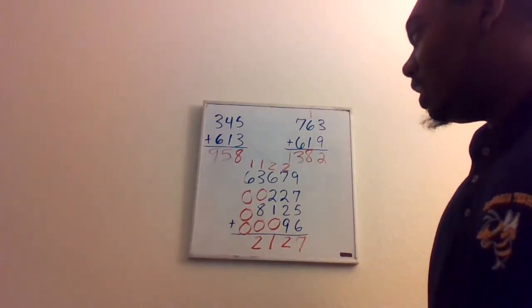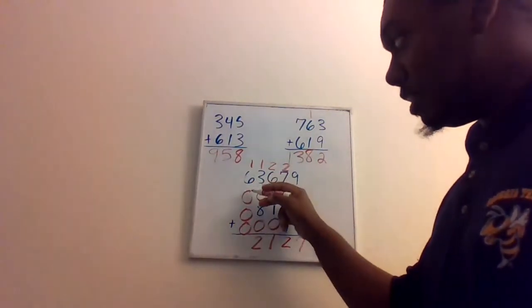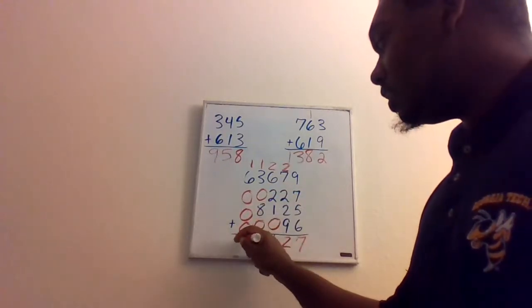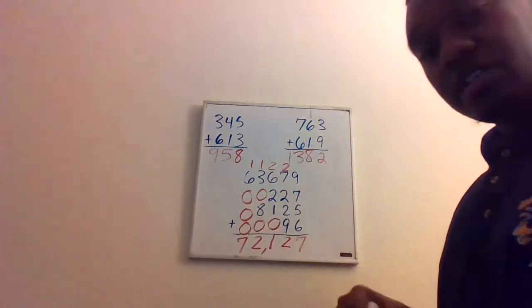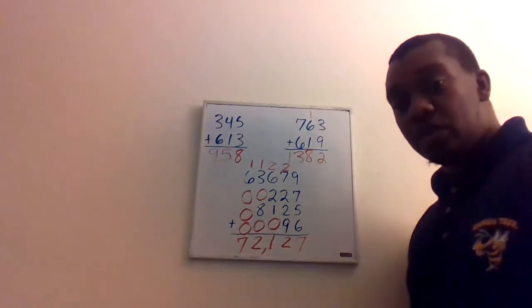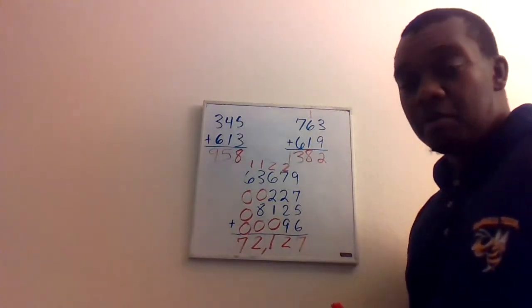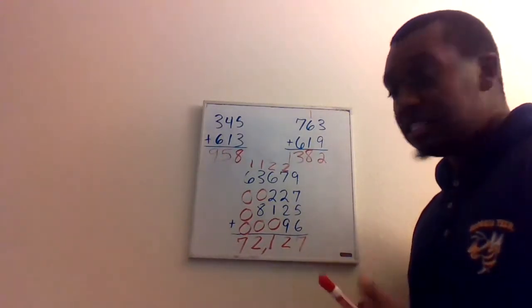And lastly, we have 1 plus 6 is 7, plus 0 plus 0 plus 0 is still going to be 7. So our final answer is 72,127.